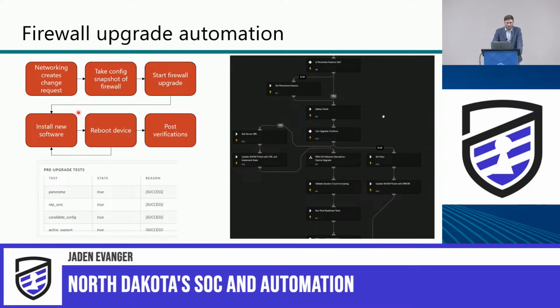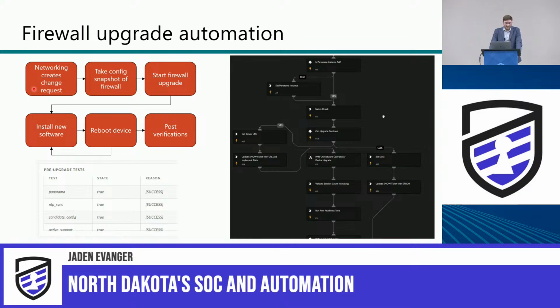But yeah, so what this does is our networking team creates a change request in our ticketing system. Then we take a snapshot of the firewall, because what's the first thing you do before you upgrade a firewall? You probably want to take a snapshot so you can roll back, because that is the manual procedure that they do. So we actually automate that. We store inside of the incident in XSOAR the snapshots of the firewall through the different reboots that you have to do of the firewall.